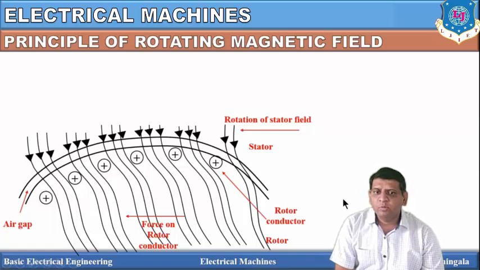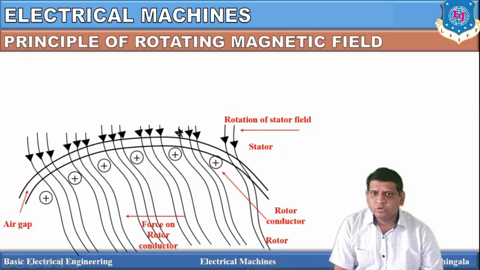Let us understand this phenomenon. The outer portion is the stator, and inside it is the rotor conductor. When you apply the three-phase signals, the stator will produce a rotating magnetic field, and there is a small air gap between the stator and rotor. With this phenomenon, the rotor also rotates and follows the direction of the rotating magnetic field. In that way, the electrical signal is converted into a mechanical signal.